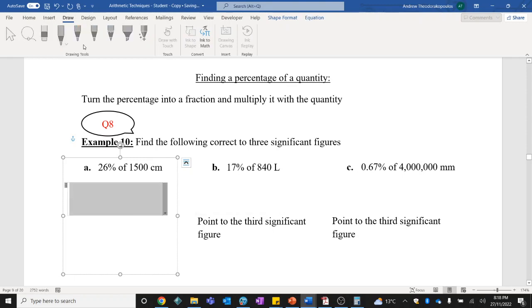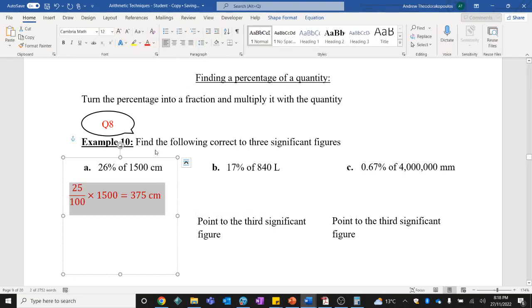Now I've got them all written here, so I might just make it nice and neat for you guys. This should be 26 over 100 instead of 25, and then you multiply it by 1,500, which gets you, instead of 375, which gets you 390. So make sure we copy that down properly. All you need to do is put this in your calculator, multiply it by the number, which is 1,500, and then you should get your answer.